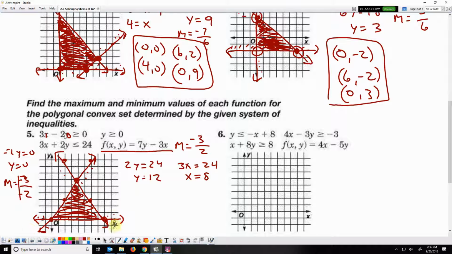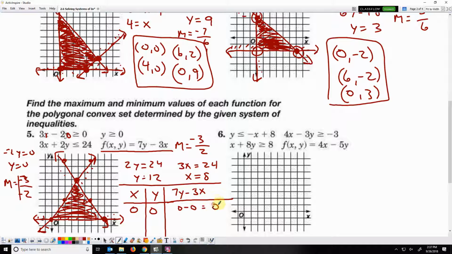Okay, so I am going to evaluate this function for all 3 coordinates. So I'm going to make a table, x's and y's, for the function, which is 7y minus 3x. First I've got the coordinates 0, 0. So that's 7 times 0 minus 3 times 0. That is 0 minus 0, which is 0.